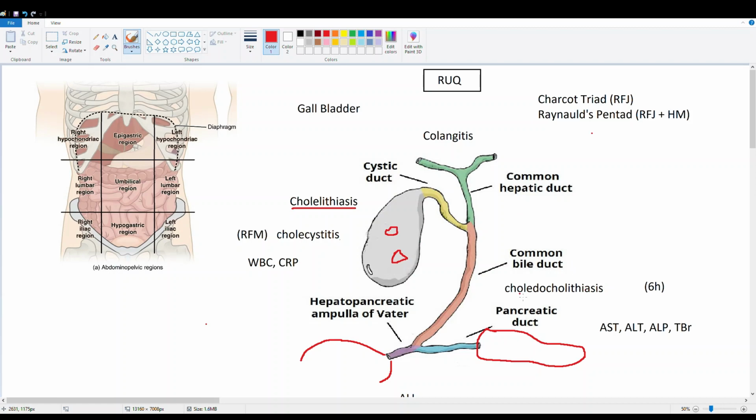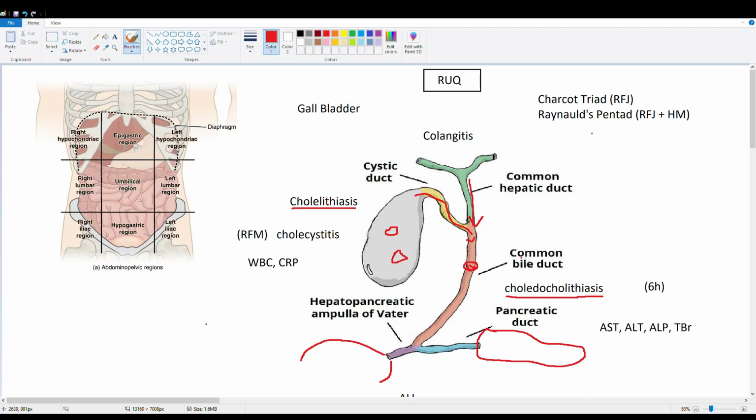choledocholithiasis. So that's a complication if one of these stones manages to pass through the cystic duct into the common bile duct. Okay, so that's a common bile duct issue. Now our stone is in here and it's causing all sorts of problems. By obstructing the common bile duct, not only can bile not flow from the gallbladder, it can't flow from the liver either, right? So we're going to have liver complications.